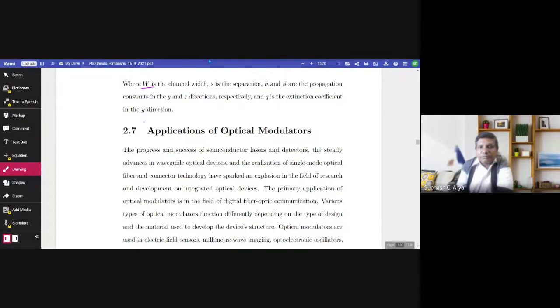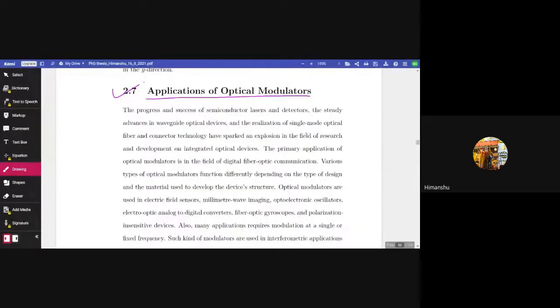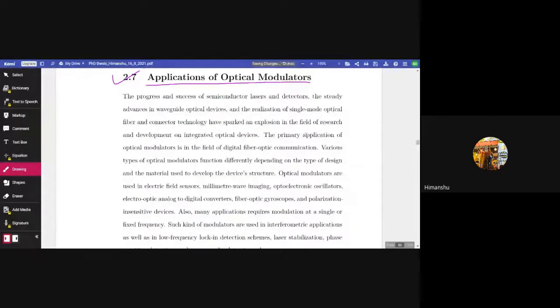Over to you, Himanshu. Okay, now coming to section 2.7, applications of optical modulators. The progress and success of semiconductor lasers and detectors, the steady advances in waveguide optical devices, and the realization of single mode optical fiber and connector technology have sparked an explosion in research and development on integrated optical devices. The primary application of optical modulators is in digital fiber optic communication.